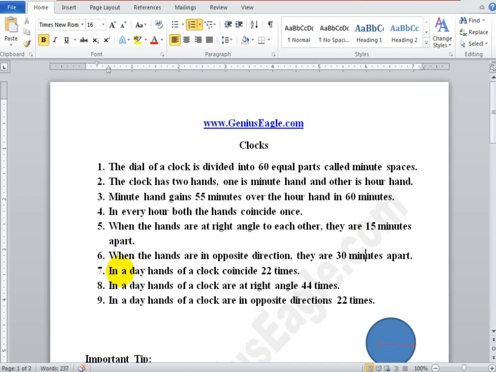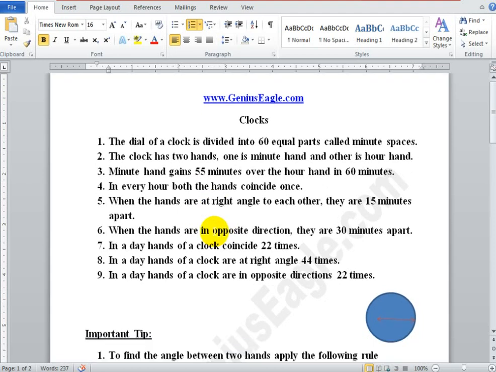Seventh, in a day, if you'll notice, the hands of a clock coincide 22 times. Eighth point, in a day, hands of a clock are at right angle 44 times. Last point, in a day, hands of a clock are in opposite direction 22 times. You have to consider these points and you have to learn these points if you want to solve the problems related to clocks in examination.